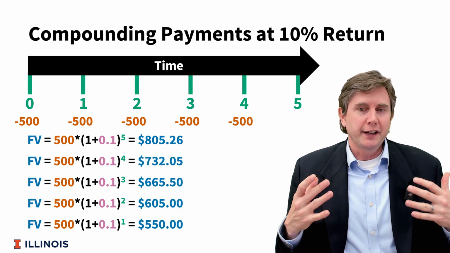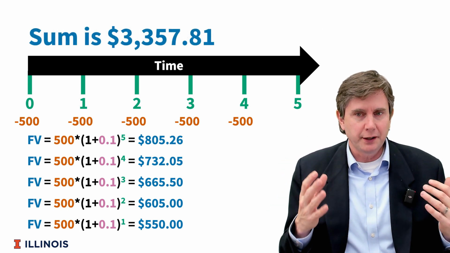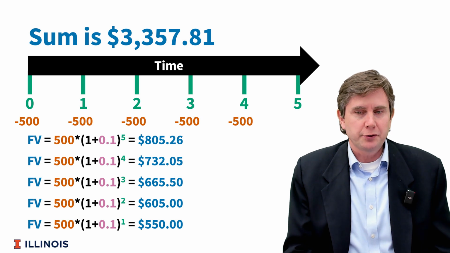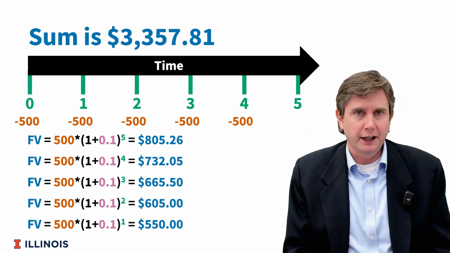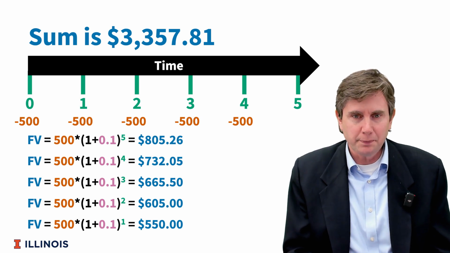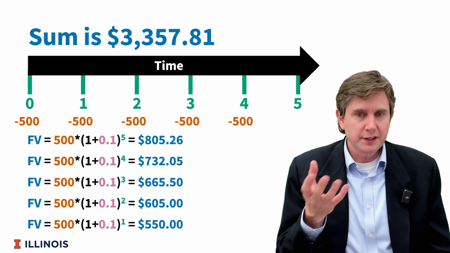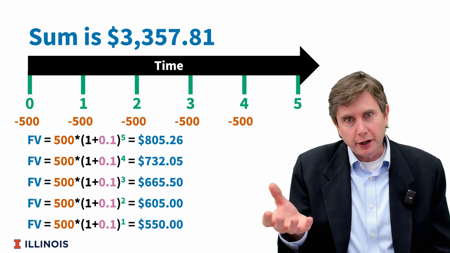And if you're looking at this slide, the sum of all those payments, assuming a 10% return could be earned, was $3,357.81. That was the sum of those cash flows. That's the future value we would expect for the problem. All right, a little time intensive, but fairly straightforward.